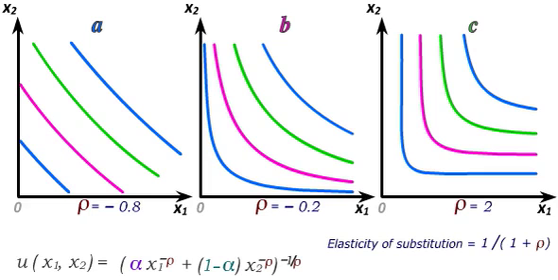You can explore this further by plugging in your own values for alpha and rho in one of the modules under the Exploring Relationships tab on this website.